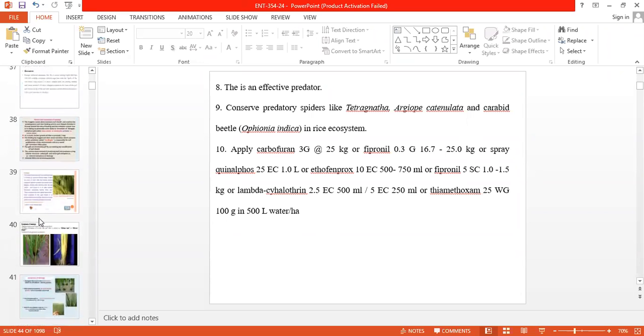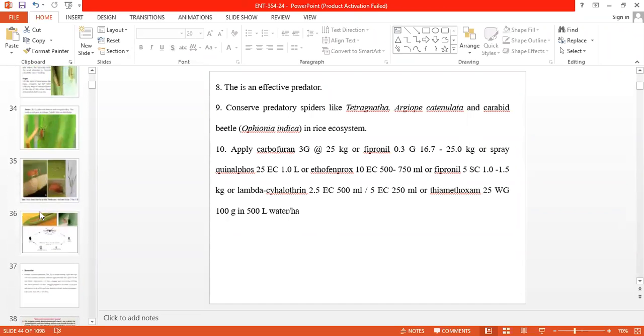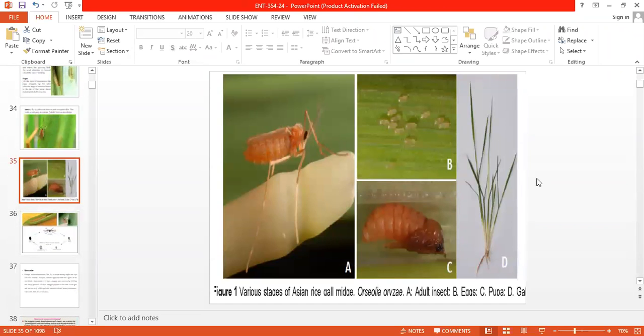So gall midge is one of the important major pests of paddy. The damaging stage, the maggot, mainly causes two types of symptoms: silver shoot, also called onion shoot, and the release of the chemical substance cystidogen at the time of infestation. Due to that, gall formation takes place, and no panicle forms in the infested tillers.